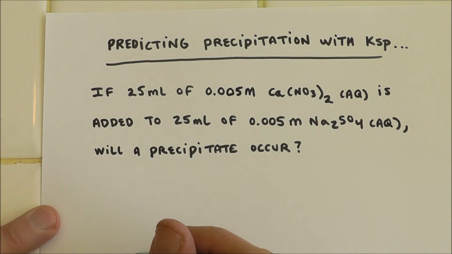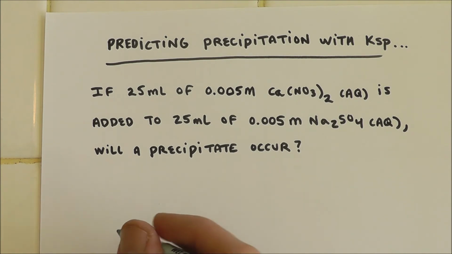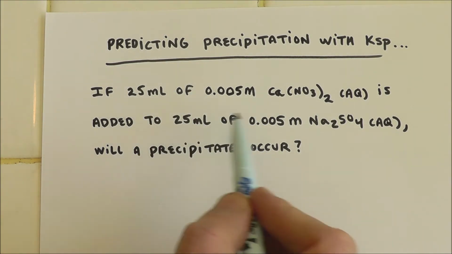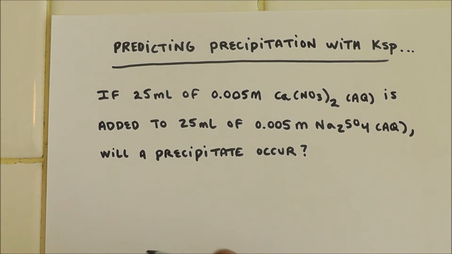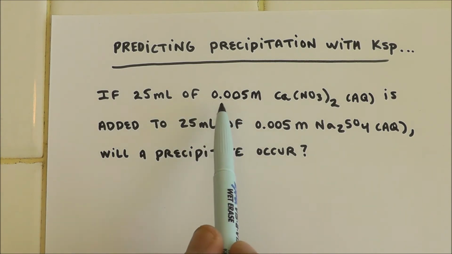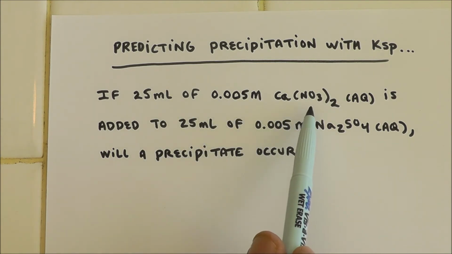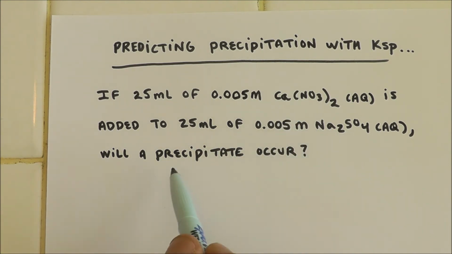Okay, so here's our next job. The next use of KSP constants is we can predict if something's going to form a precipitate or not. So let's read through the lines of what this problem is saying. We're going to add equal volumes, and by the way, these problems are much easier when they're equal volumes. I think there might be one in your book that isn't, and that's a bummer, but you'll see where I'm going with this.